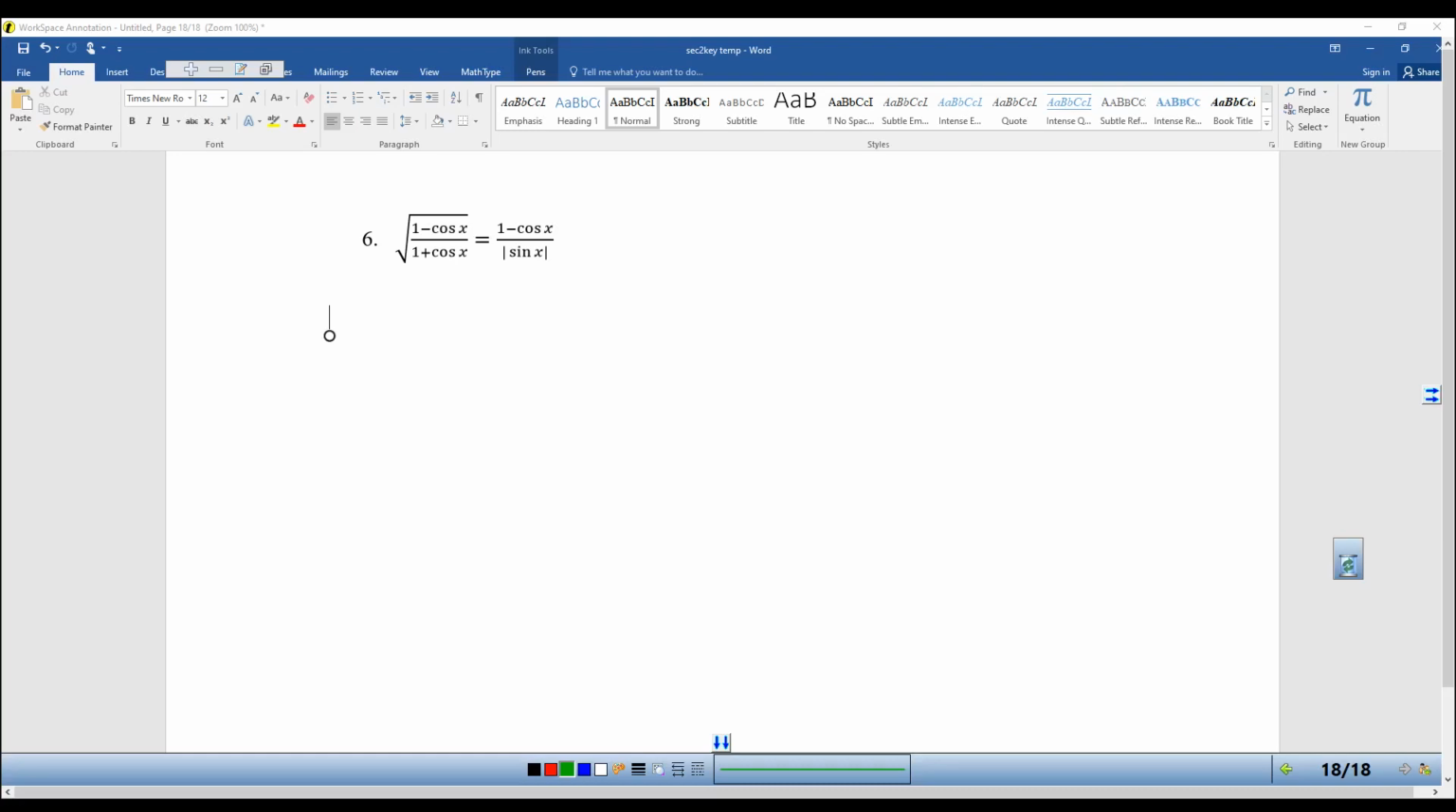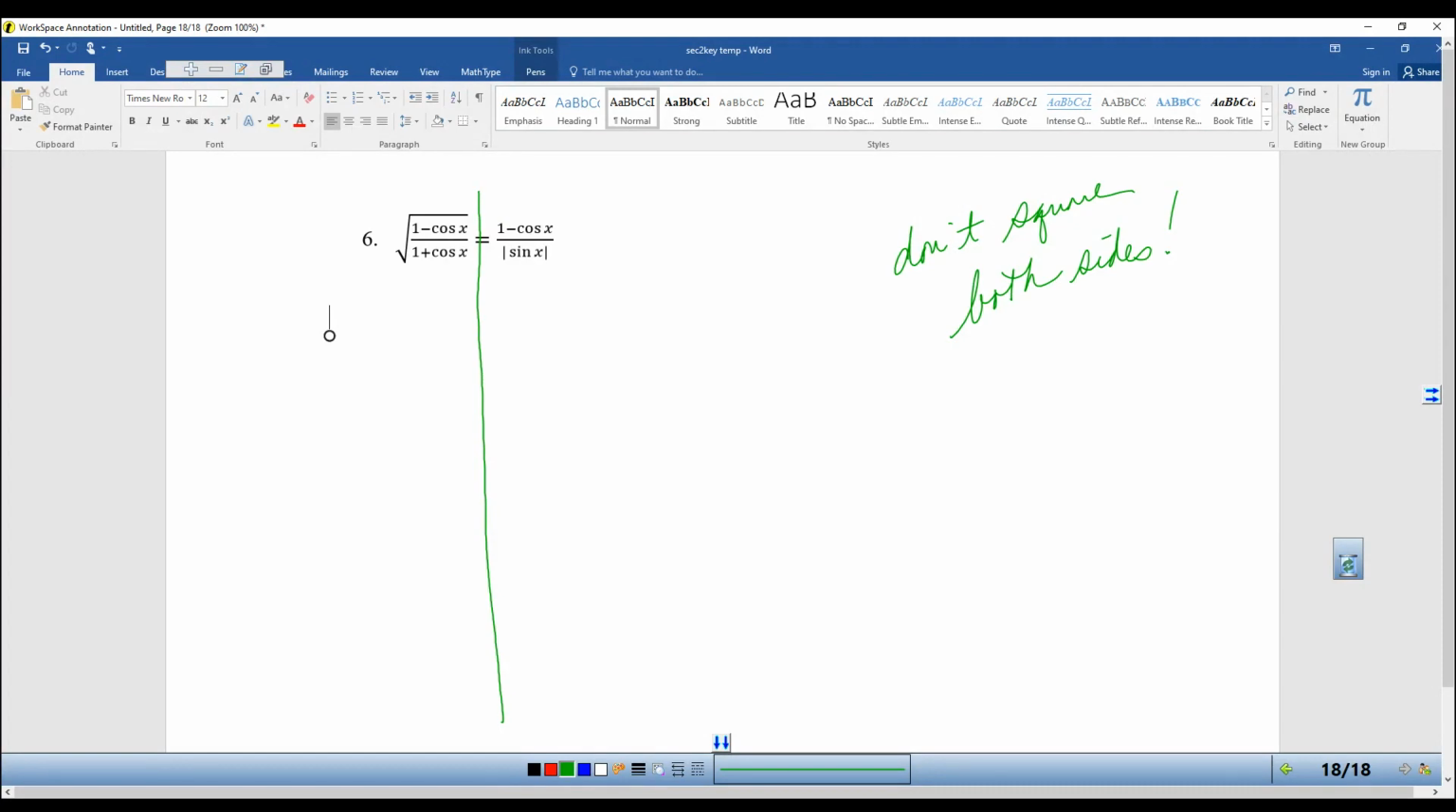Okay, last one. It's really tempting for people to square both sides. Do not do that, okay? Do not square both sides. You can't do anything to both sides. You can't add to both sides, subtract from both sides, and you definitely can't square both sides. So I'm going to put a line there to show that.